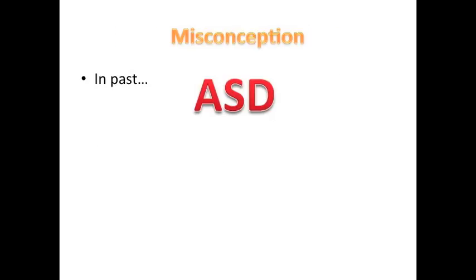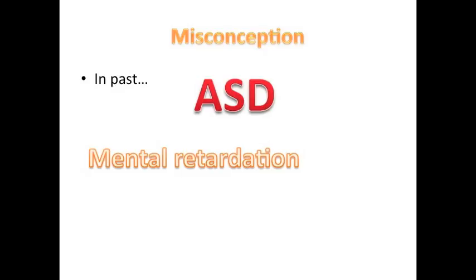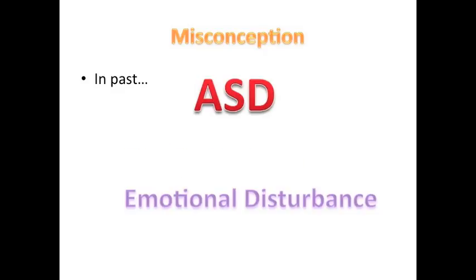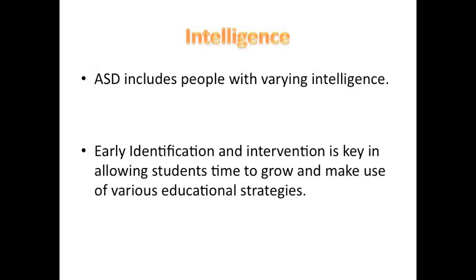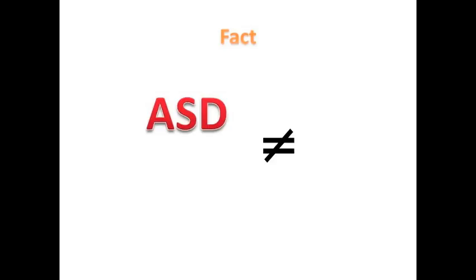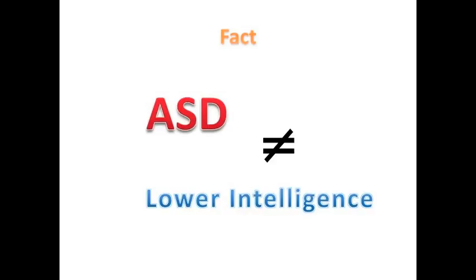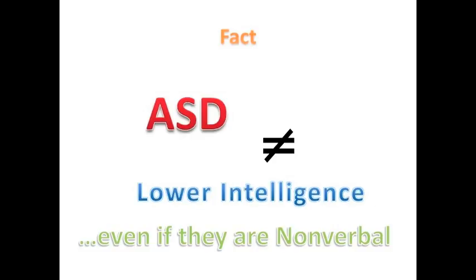In the past, someone with ASD might have been labeled as mentally retarded or being emotionally disturbed, but this is not necessarily the case. ASD includes people with varying intelligence. Early identification and intervention is key to allowing students time to grow and make use of various educational strategies so that they could be successful. ASD does not mean that the person is of lower intelligence, even if the person is nonverbal.